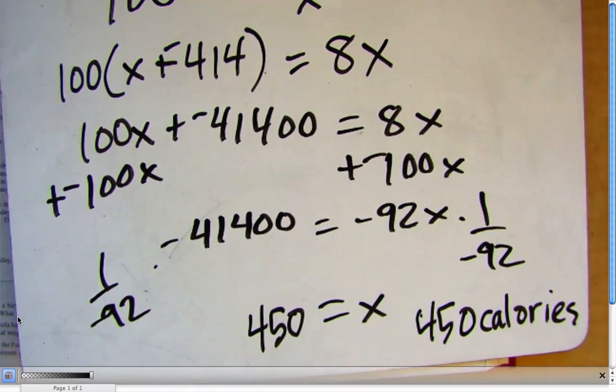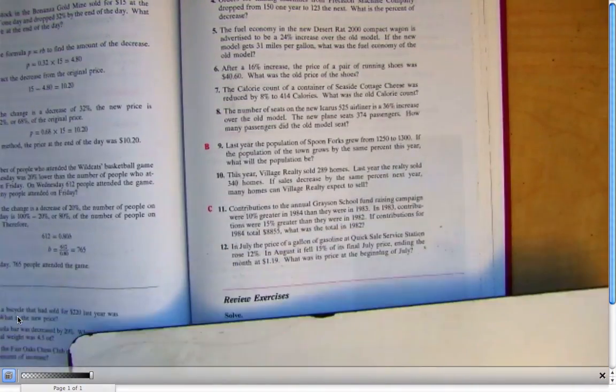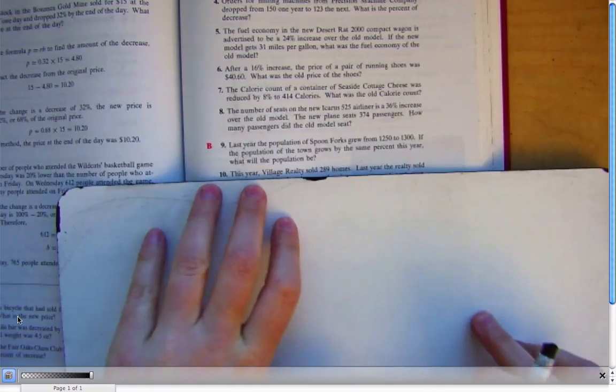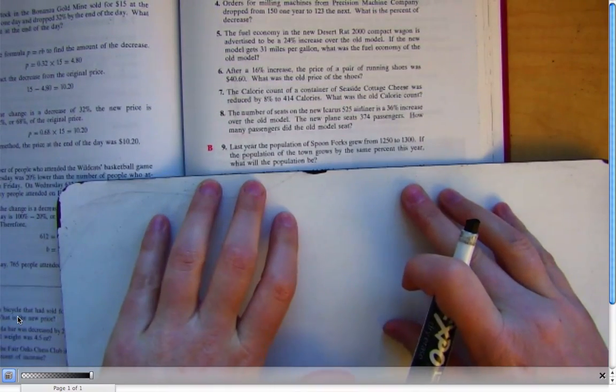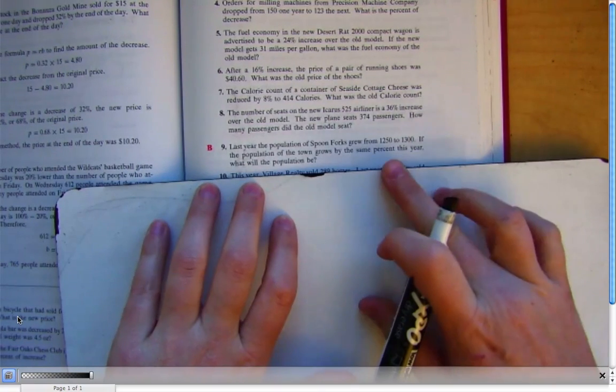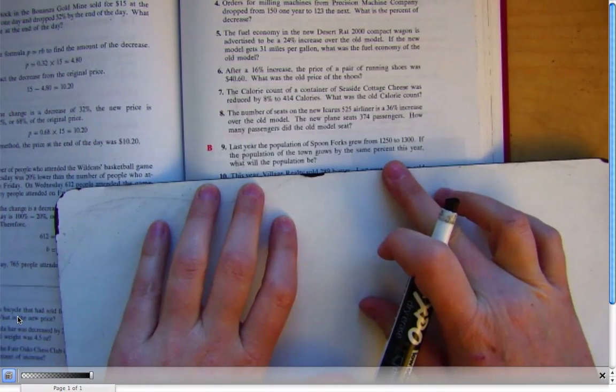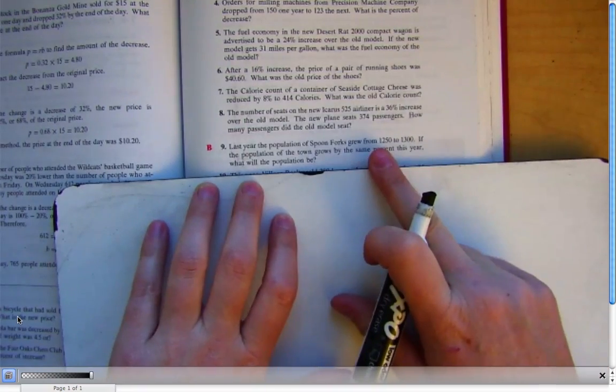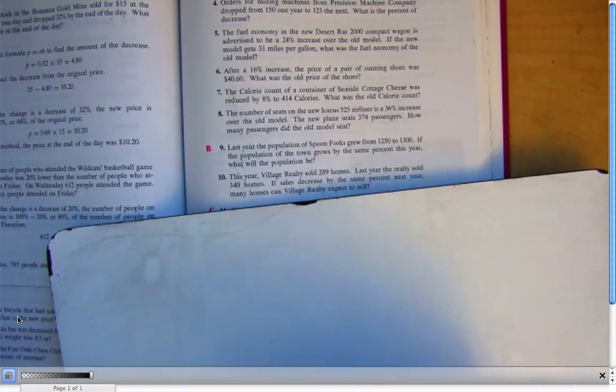I'm telling you, the more you practice this, the easier this is going to become. Let's do another one. The more we practice, the better it's going to go. Alright, this one's a little trickier. It says last year the population of Spoon Forks grew from 1,250 to 1,300. If the population of the town grows by the same percent this year, what will the population be?